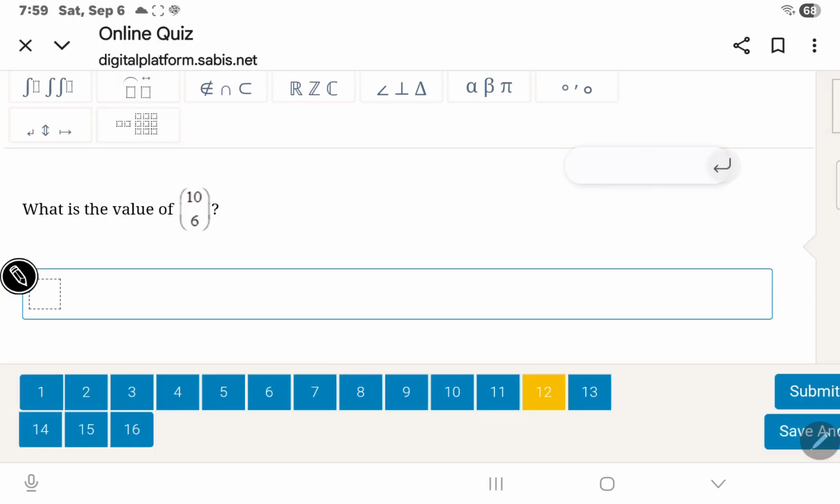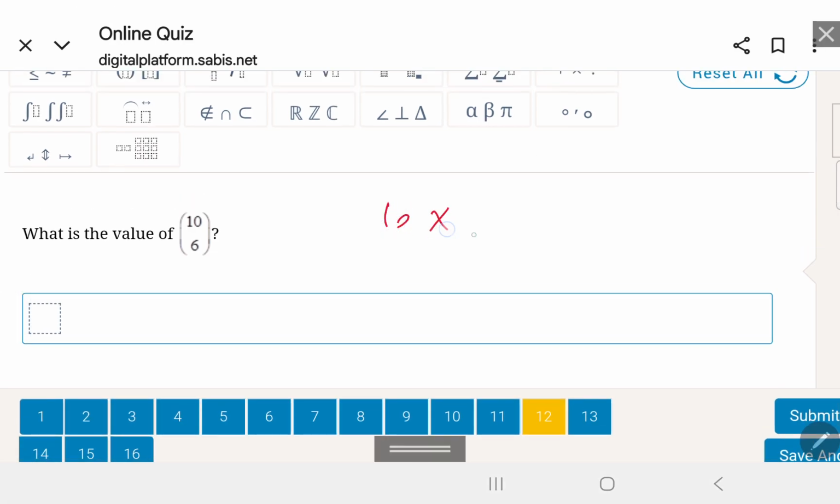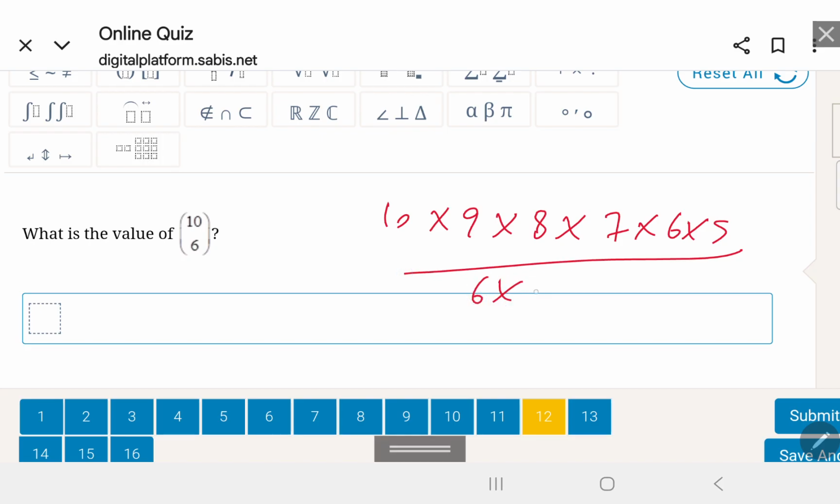Number 12. What's the value of 10c6? This is 10 times 9 times 8 times 7 times 6 times 5 divided by 6 times 5 times 4 times 3 times 2 times 1. Then you calculate it.